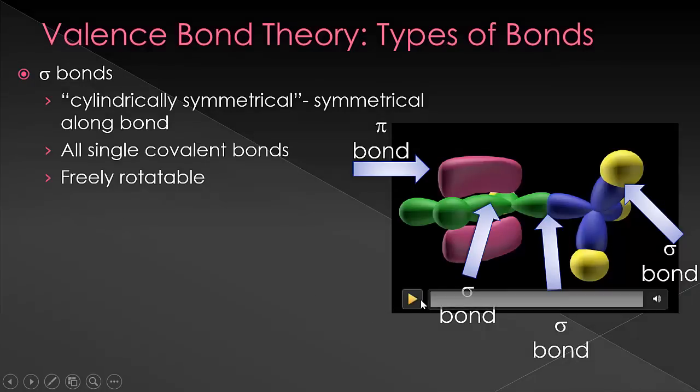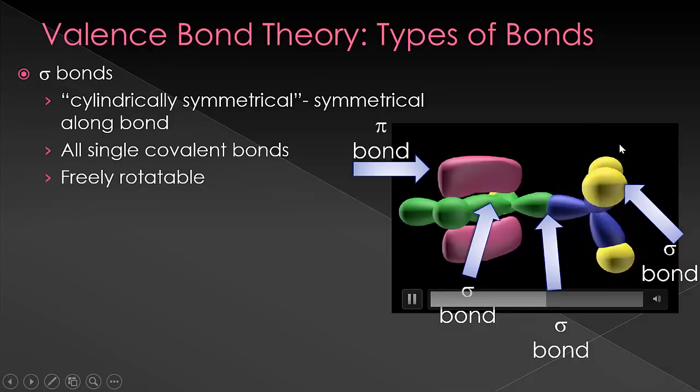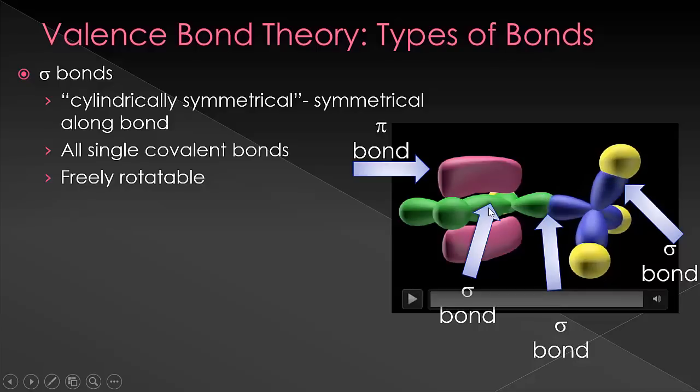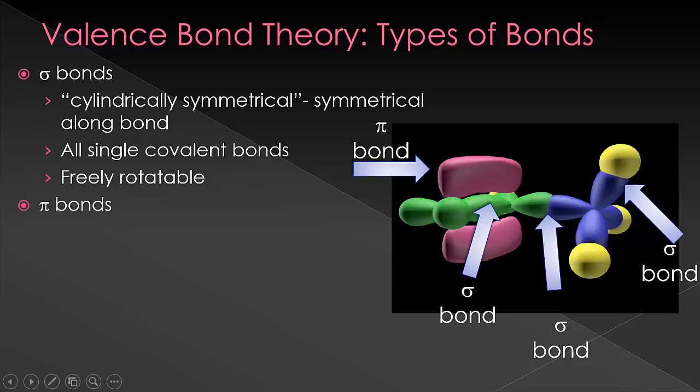So something to mention about these bonds is that they are going to be freely rotatable. You can rotate along sigma bonds, and that's just because there's nothing to stop it, there's nothing to lock it. You just have this collection of electron density that's able to move around. Pi bonds are a bit different. With pi bonds, you have a different situation if you have one pi bond or if you have two.